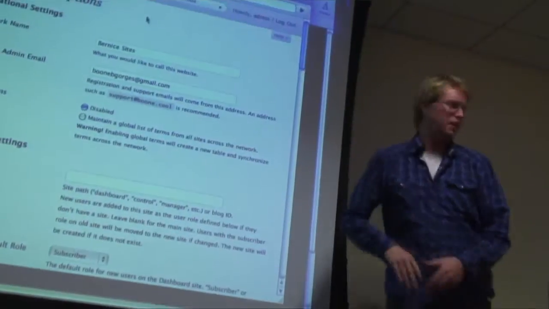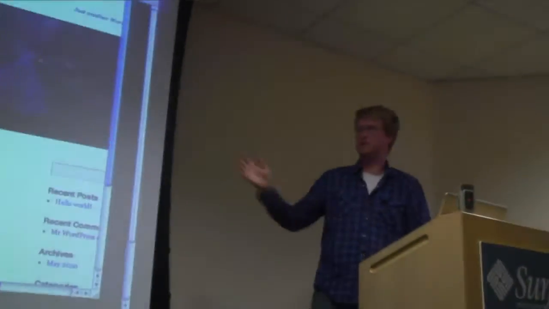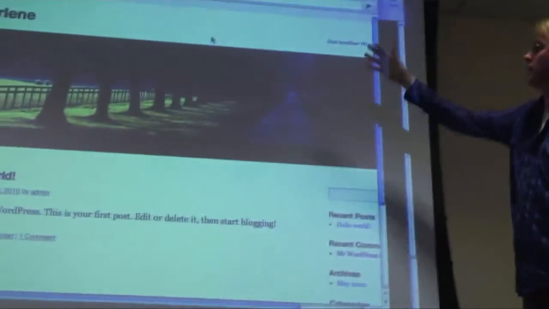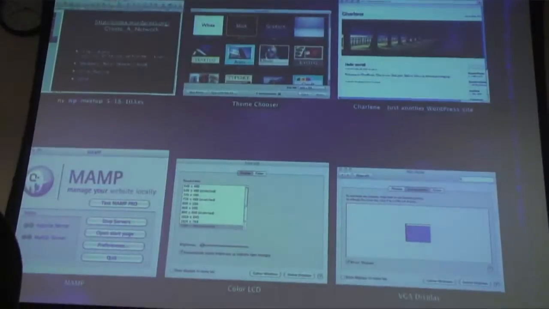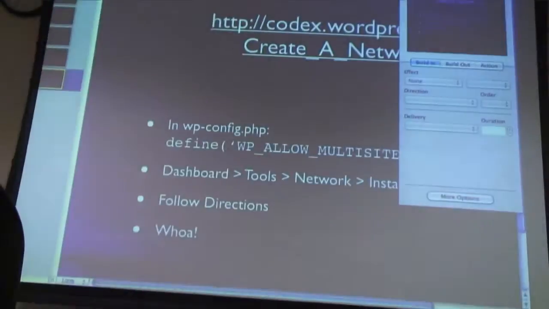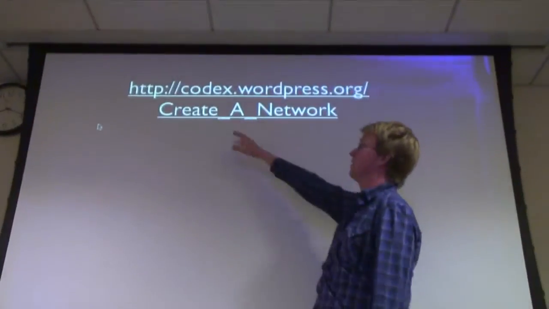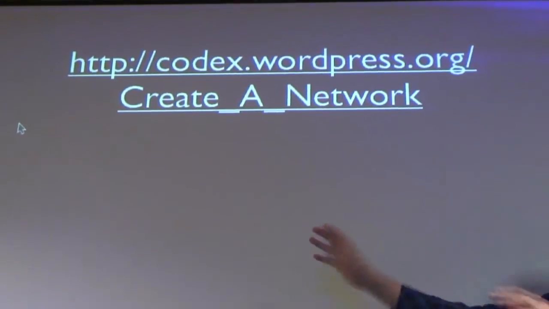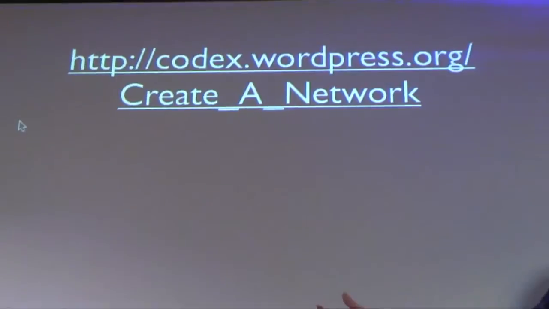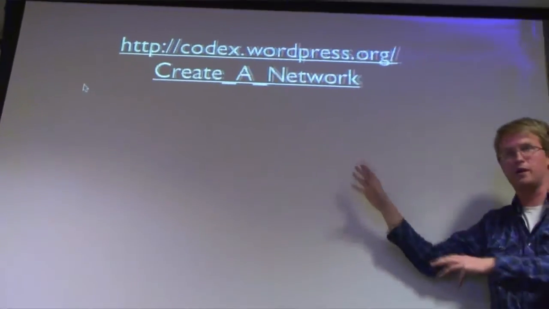Okay, so let's show you how to set this up. I've already got this set up on Bernice. We're going to look at Charlene and see how you set it up. Right now the canonical source is codex.wordpress.org, create_network. That will be constantly changing as all of this stuff gets finalized in 3.0. This is where to go.